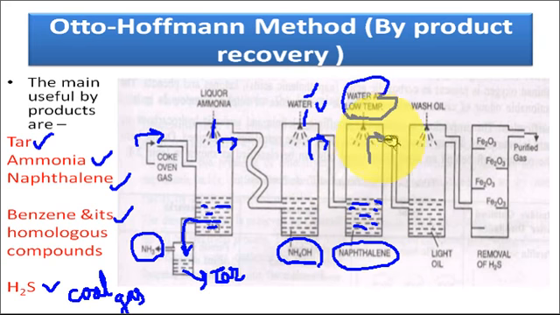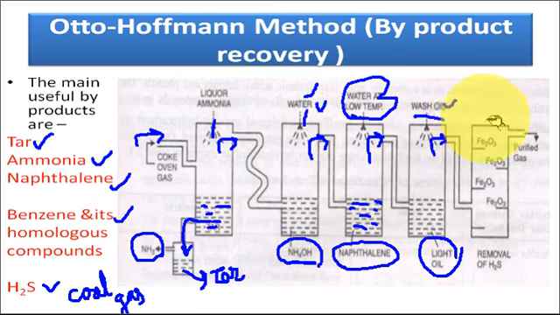Remaining gases are passed through the next chamber in which petroleum oil, or the wash oil, is sprayed. So all the light oil, meaning benzene and its homologous compounds, dissolve in the wash oil and get collected at the bottom of this chamber. The remaining gas contains impurity only, the H2S impurity.